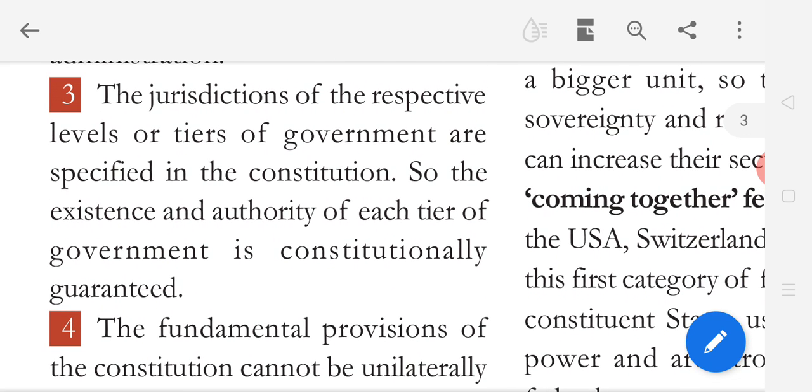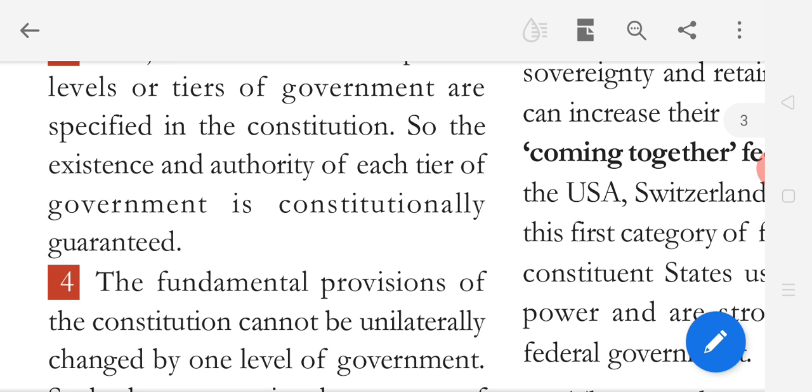Now, third one. The jurisdictions of the respective levels or tiers of government are specified in the Constitution. The authority and powers of government are mentioned in the Constitution. So the existence and authority of each tier of the government is constitutionally guaranteed by the Constitution. The guarantee is provided for the central government's power and existence, as well as the state governments.